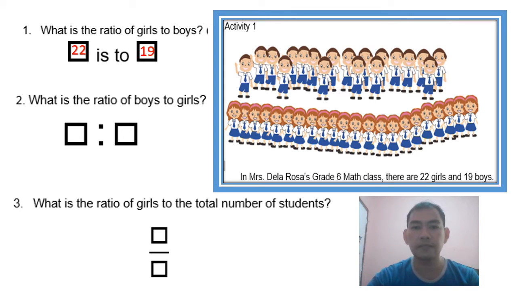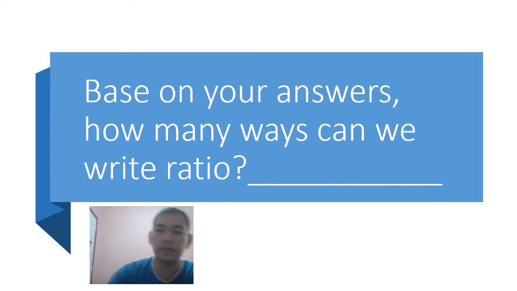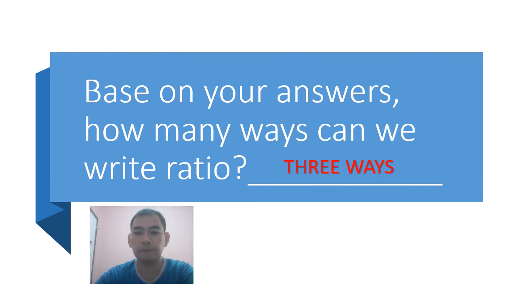Okay, 19 is to 22. Next question. What is the ratio of girls to the total number of students? That's 22 is to 41. Based on your answers, how many ways can we write ratio? Okay, correct. We have 3 ways to write ratio.